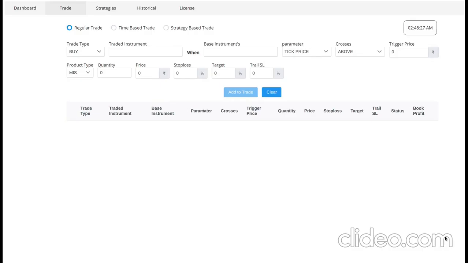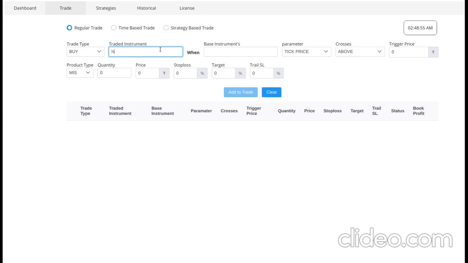Okay, then it will not do anything because it's not triggered. But if it is triggered and you press the delete button, then the trade is running in the background. The position is open, but the software is not doing anything after that. Only if you press the book profit button, then the trade is exited.